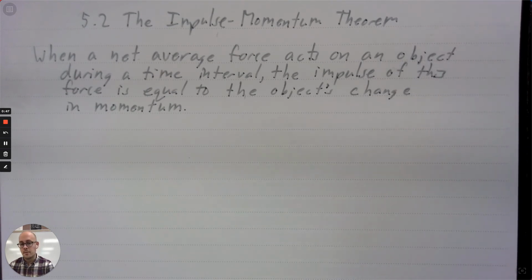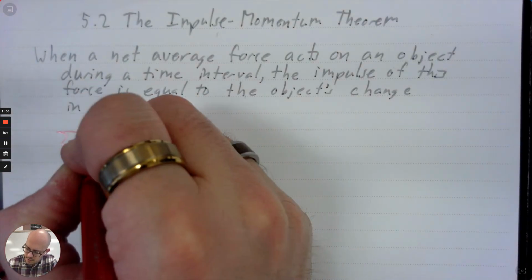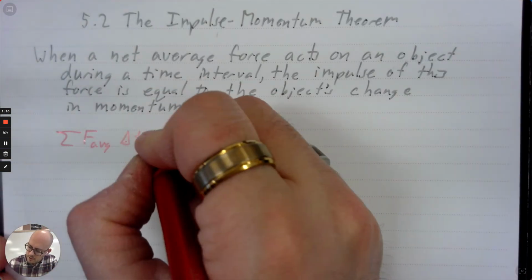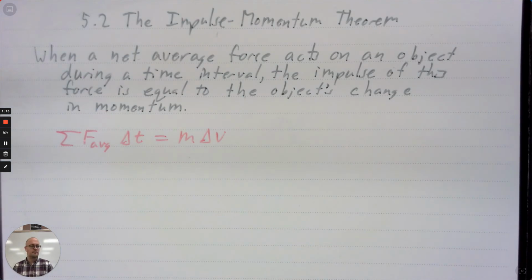So the impulse is essentially defined as a change in momentum. It's a force exerted over a time, but the point of calling it an impulse is so that we can say this is the thing that is a change in momentum. And that equation is going to be the net average force times time equals mass times change in velocity.